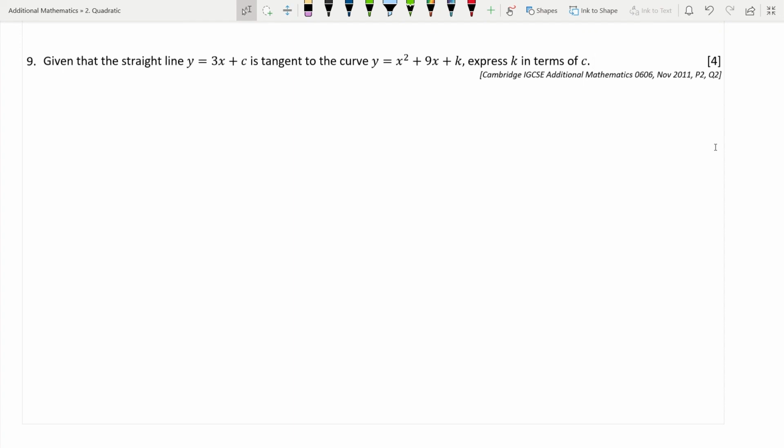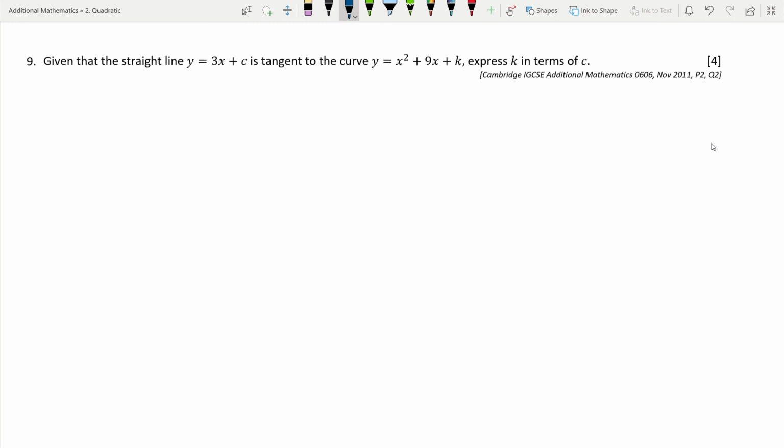Question 9. This question is taken from Cambridge IGCSE Additional Mathematics, November 2011, Paper 2, Question 2. Given that the straight line y equals to 3x plus c is tangent to the curve y is equal to x squared plus 9x plus k. Express k in terms of c.